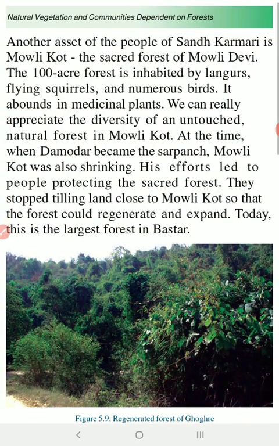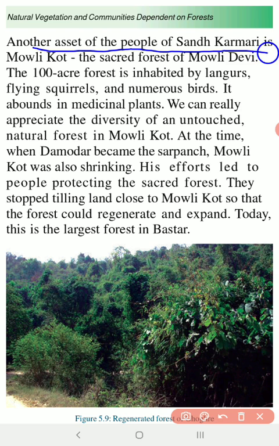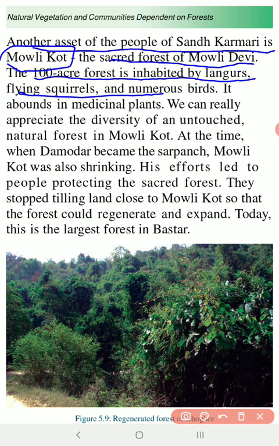Another asset of the people of Sant Karmari village is Mauli Kot. Another important forest that they have is Mauli Kot. It's a sacred forest to Mauli Devi. Mauli Devi may be a tribal goddess. You know about her very well. Now, this 10-acre forest is inhabited by langurs, flying squirrels, so many kinds of living beings, numerous birds. It also has medicinal plants.